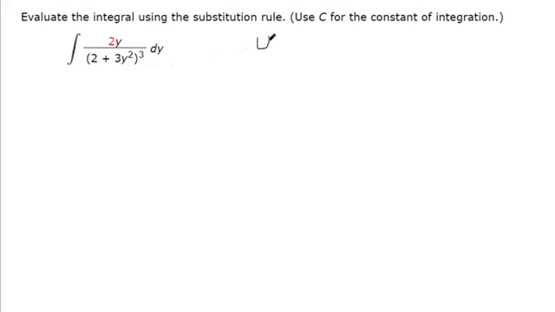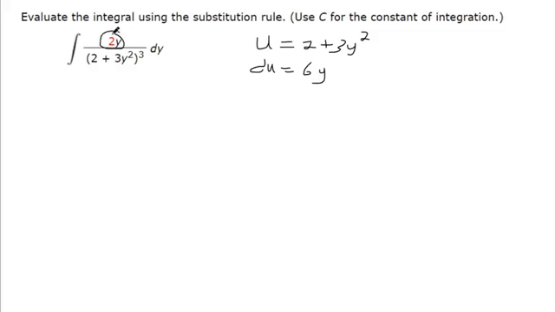U substitution isn't really an exact science, you just have to do some guessing. So I'm going to guess that it's the inside of this parentheses. And let's see what our du is, because we need to have both. We need to have a u and a du after we're done our substitution, and then every y has to be substituted too. So we take a derivative of this with respect to y, that's 6y.